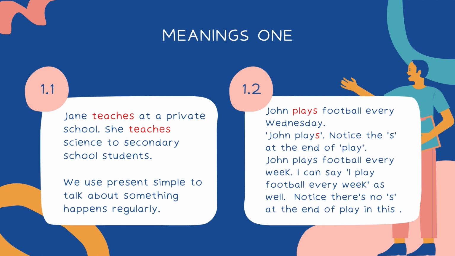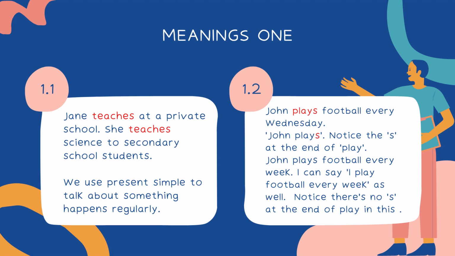Have a look at this example. Jane teaches at a private school. She teaches science to secondary school students. The words in red indicate the present simple. This meaning shows that Jane teaches. This is her job. It doesn't mean that she is teaching at this moment. This is something that happens regularly. She teaches regularly. She isn't teaching right now, but she teaches at a private school.